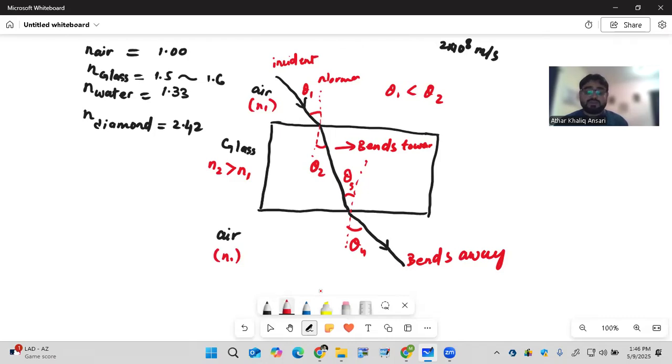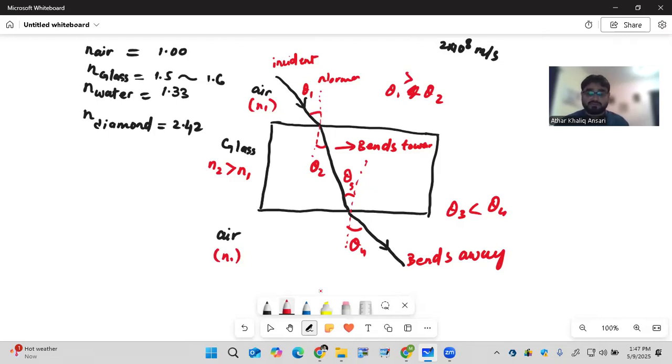So we can simply say that in the first ray, when it is incident, theta 2 was small, but when it gets back to the air from the glass, theta 3 was the smaller one. So you can say this theta 3 is smaller than theta 4. But in the first one, theta 1 is greater than theta 2. By mistake, I wrote it as less than.